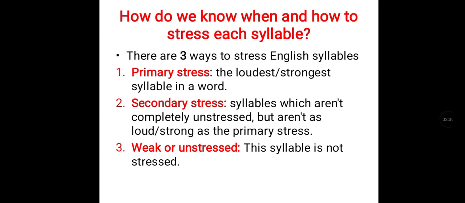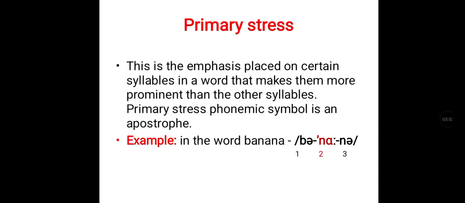There are three ways to stress English syllables. Number one, primary stress, which is the loudest and strongest syllable in the word. Secondly, we have what we call the secondary stress. Syllables which aren't completely unstressed, but aren't as loud or strong as the primary stress. Then thirdly, we have what we call the weak or unstressed. This syllable is not stressed.